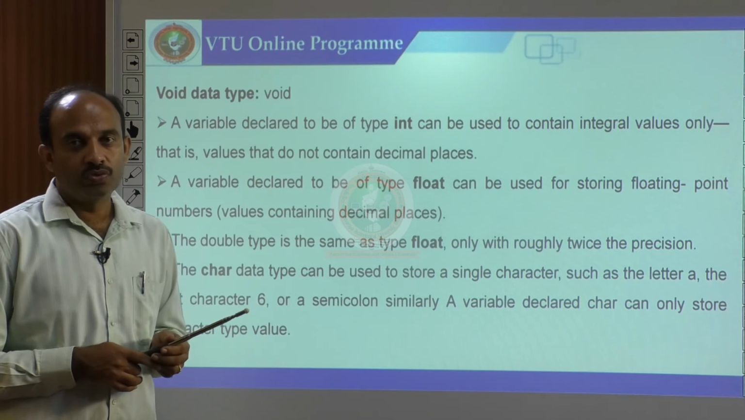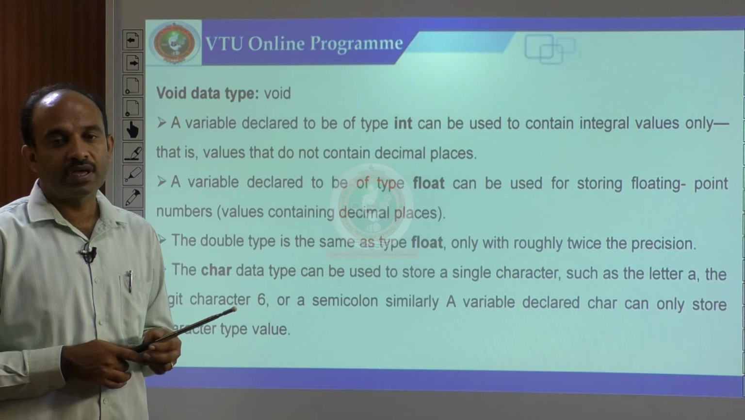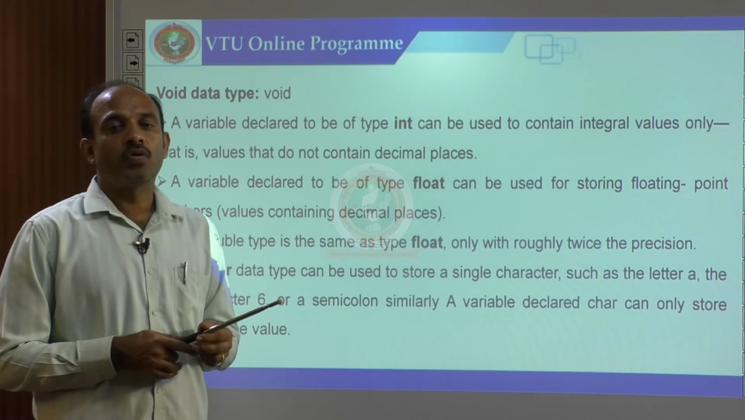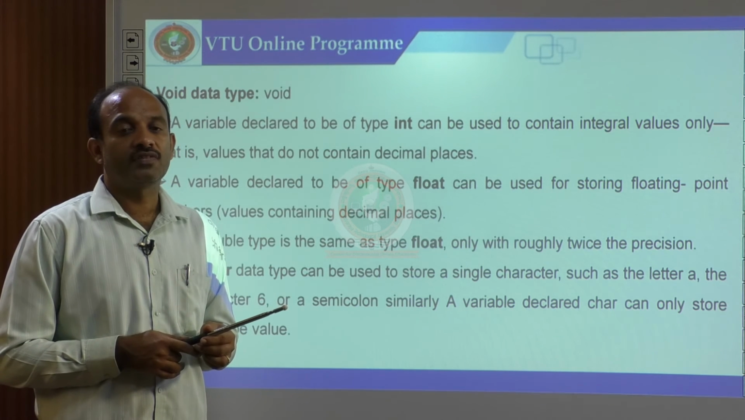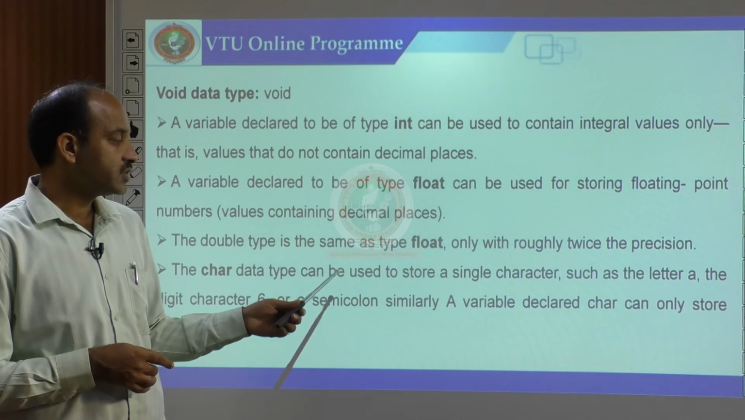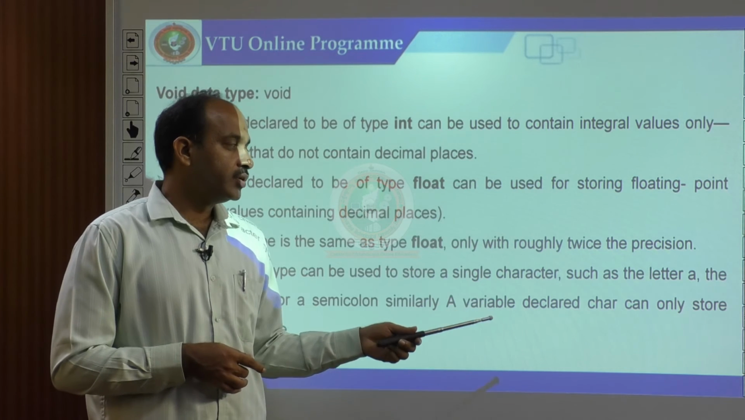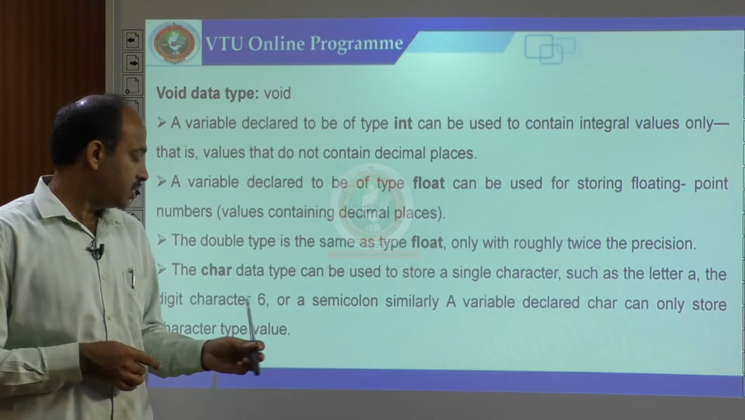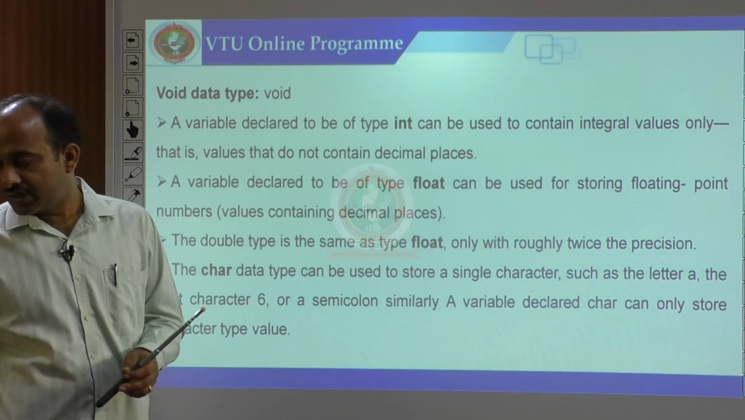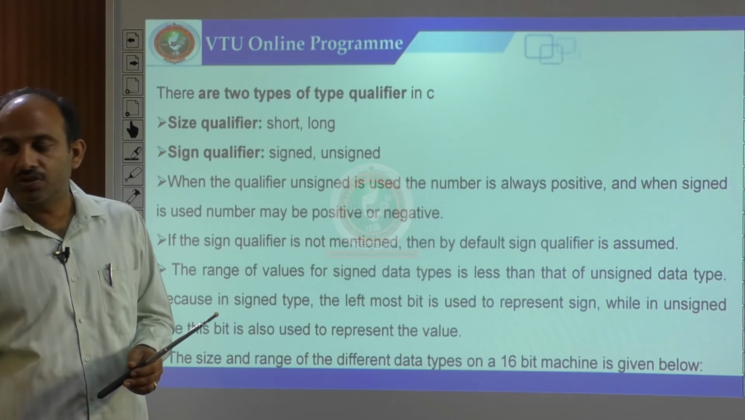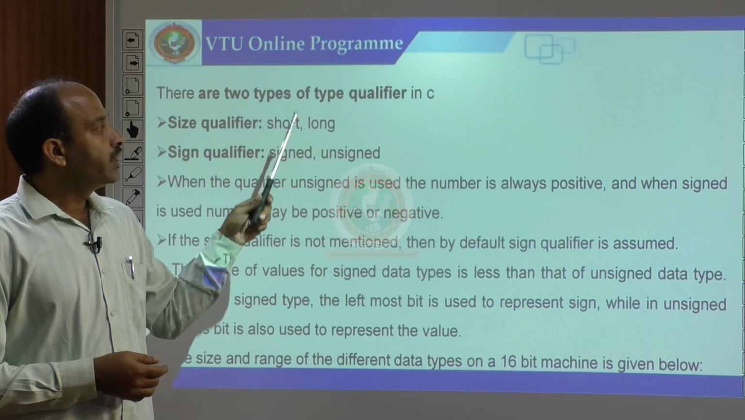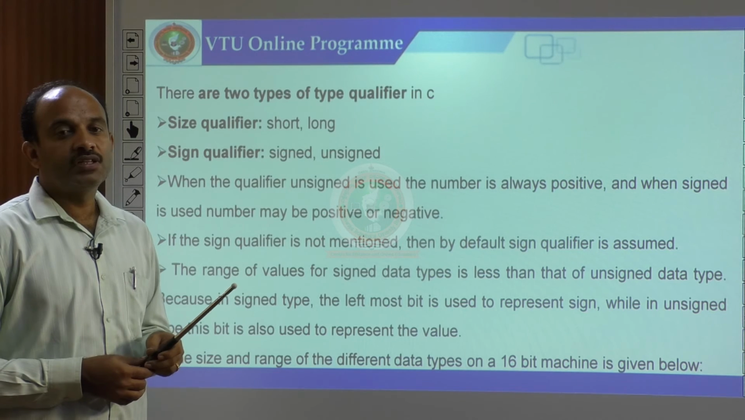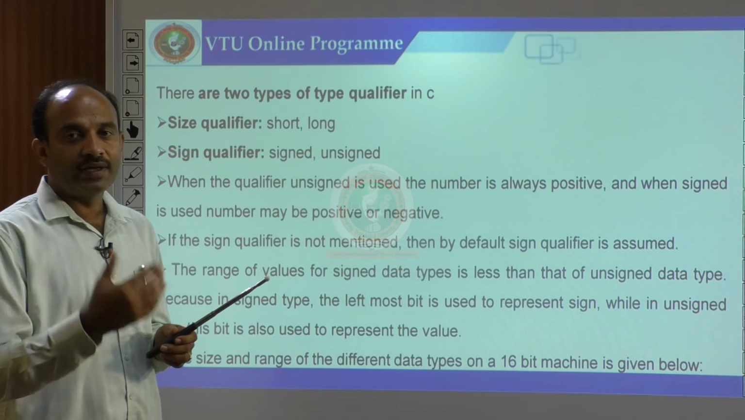Whatever you use to represent a character should be in quotes. So, if I say the digit 6 or a semicolon, it is also treated as a character. A variable declared as char can only store the character type, and a character is always written in quotes.